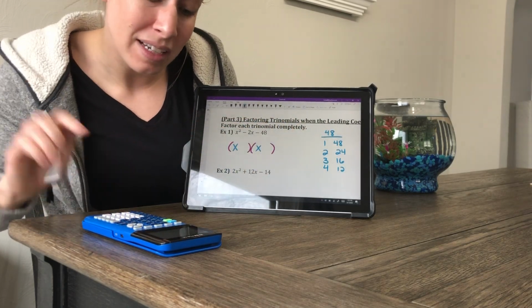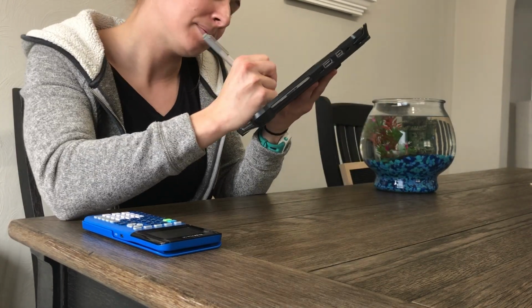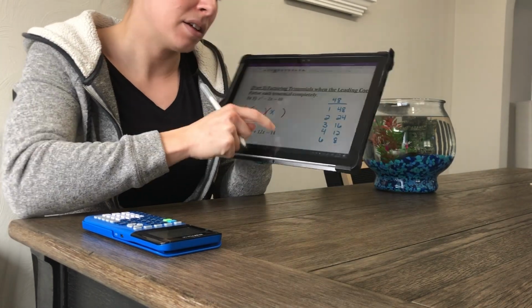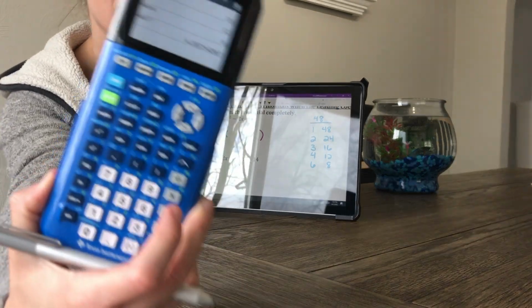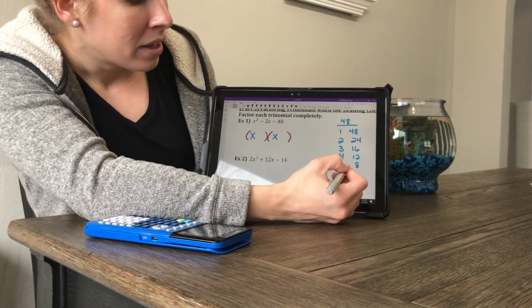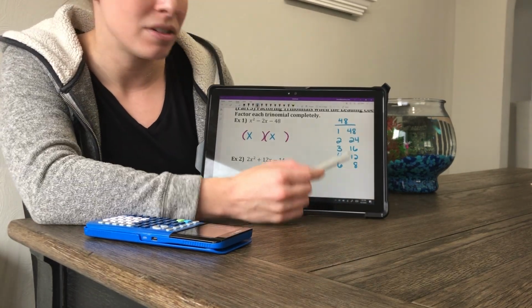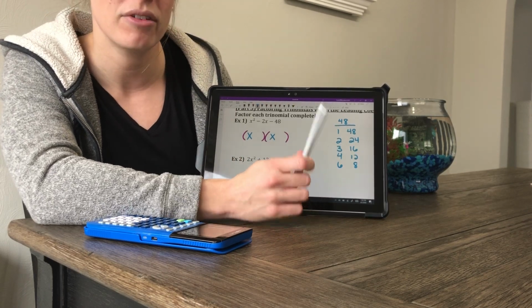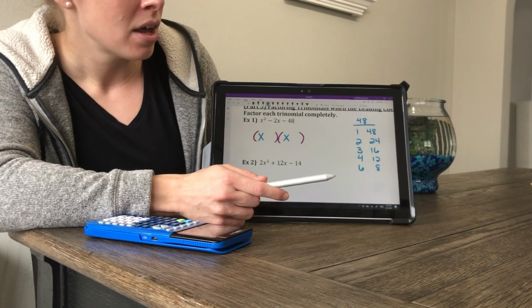Does 48 divide by 6? Yes, you get 8. Does 48 divide by 7? No. Remember, you're getting decimals, so that's not a factor. And then 8 is the next number we need to check, but it's already in our list. So we're already circling back to the other side of our factor list, which means we're done. Okay, these are all of our factors of 48.